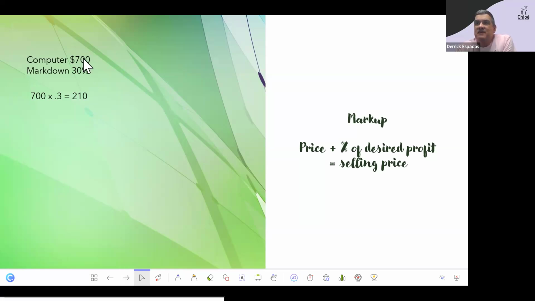We have a computer for $700. We're going to mark it down 30%. So first thing we're going to do is figure out what 30% of 700 is. Let's hope you have your decimal percentages all squared away. And we're going to do 700 times 0.3. That gives us $210. So what we're going to do is subtract that $210 from the $700.